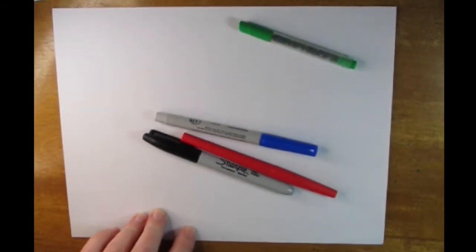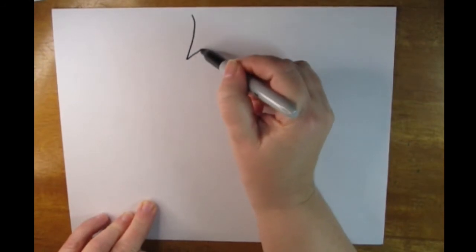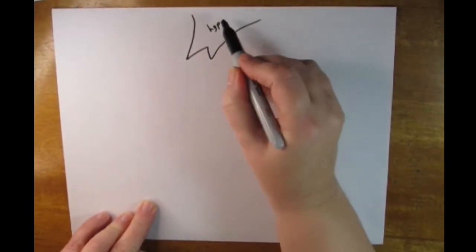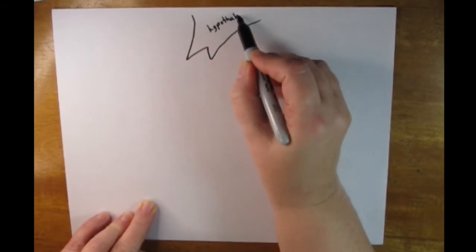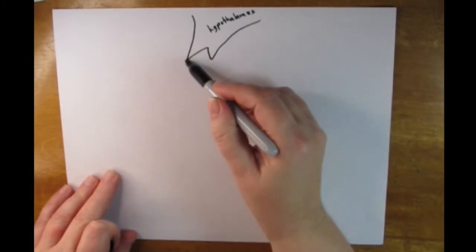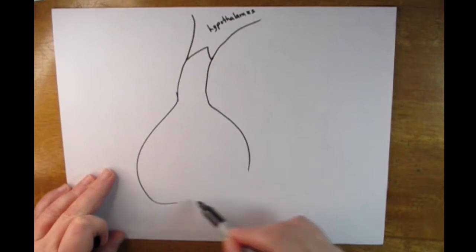For the hypophyseal portal system, you are going to need black, blue, red, and green, or 4 different colors. Red and blue are probably important here. All right, so the first structure we're going to draw is just the inferior most part of the diencephalon, which is called the hypothalamus. It's got that little W shape that is very distinctive.